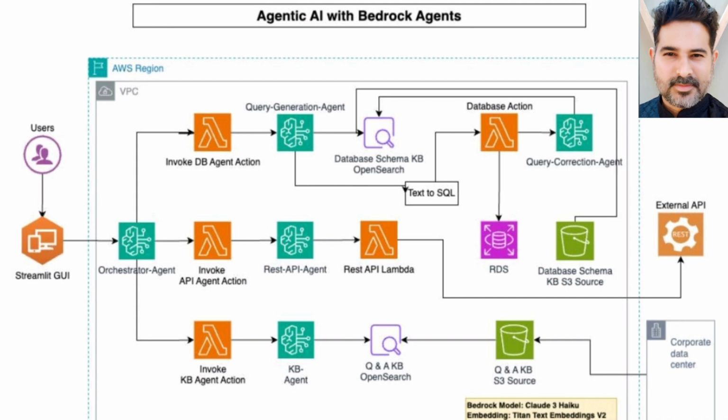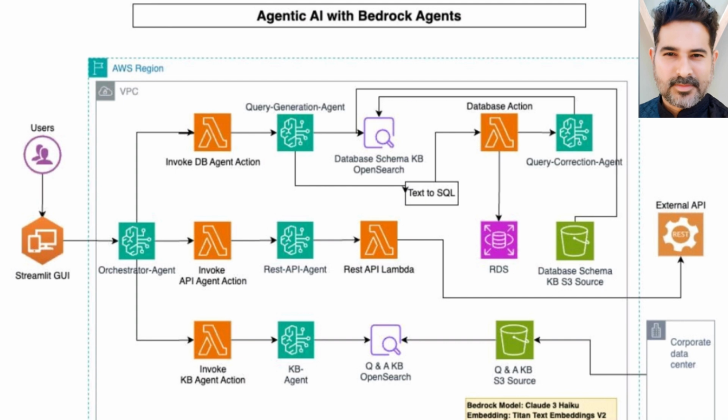First, the database action. This involves the query generation agent, which takes the user's input and turns it into a query. It then uses the database schema knowledge base in OpenSearch to understand the database structure and generate the right SQL query. This text-to-SQL step is crucial. It translates natural language into a language the database understands. If needed, a query correction agent refines the query. Finally, the query is executed against an RDS database, retrieving the relevant data.